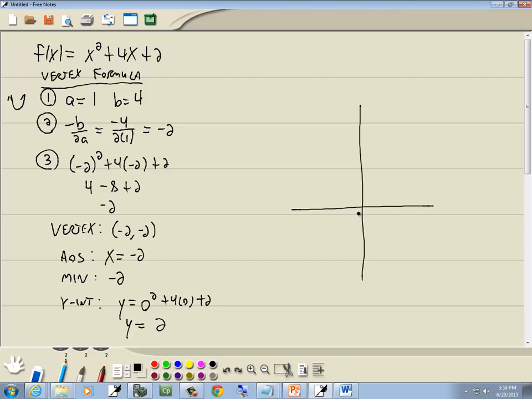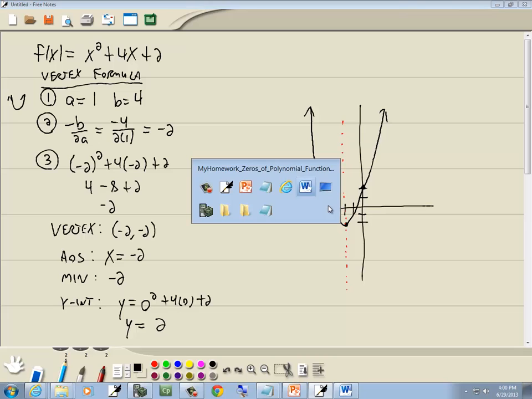Okay, so vertex negative 2, negative 2, right there. Our y-intercept is 2. Our axis of symmetry is x equals negative 2. The axis of symmetry is an invisible line you graph on your graph. It passes through there, so it looks something like that. Flip it across the axis of symmetry, and you get the left side of the graph.